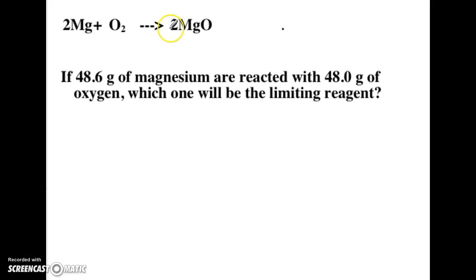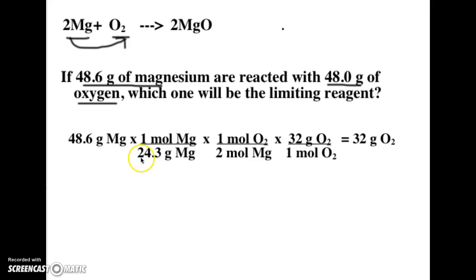So here's another example. You have another balanced equation up here, and the problem says if 48.6 grams of magnesium are reacted with 48 grams of oxygen, which one will be the limiting reagent? So again, we have the mass of magnesium, we have the mass of oxygen. Those are both given in the problem. We have to pick one of those and convert 3-step mass to mass to the other one, and then we have to make a comparison. I'm just going to pick the 48.6 grams of magnesium and then go 3 steps to get grams of oxygen that are needed, and then I can make the comparison from that.